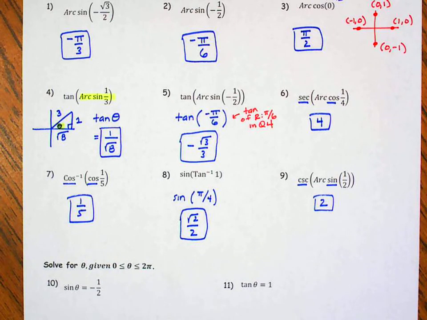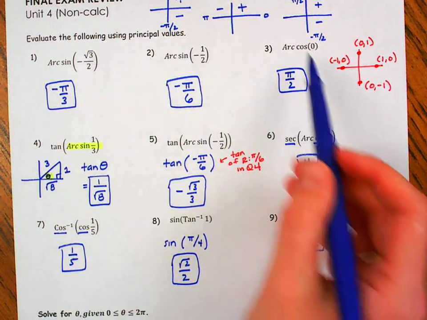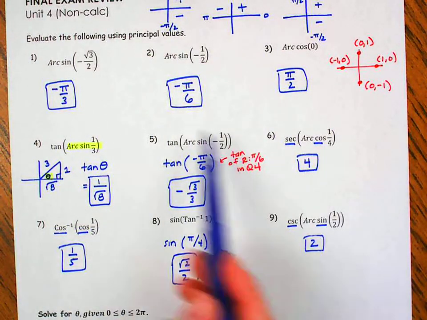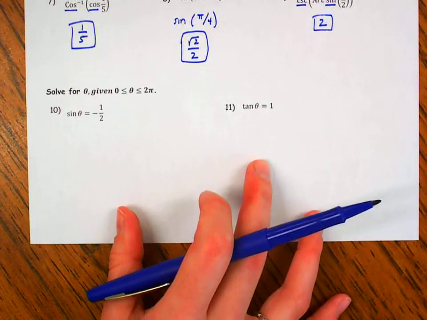Okay, so this is just evaluating. You're going to have to just evaluate simple, more inverse ones here where you're just using your reference angle chart, and these are going to be more complex. These are called composite ones. So now let's go down to solving.